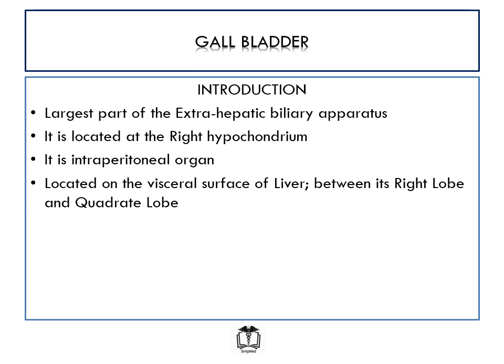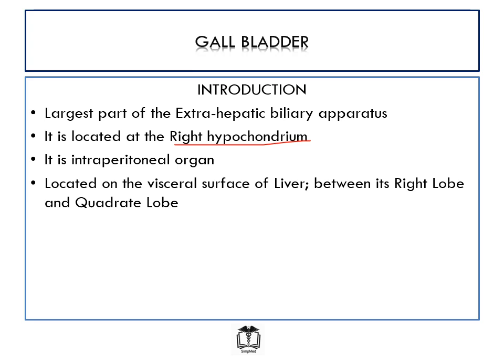It's the largest part of this apparatus, and unlike the rest, it is not a duct, but rather an organ. The gallbladder is an intraperitoneal organ, meaning it is wrapped around almost entirely by peritoneum. It is located in the right hypochondrium when talking about the region of the abdomen. And very importantly, the site where we find the gallbladder is usually on the visceral surface of the liver, just between the right lobe and the quadrate lobe of the liver.